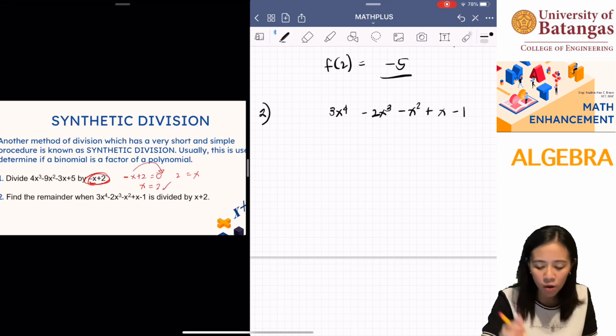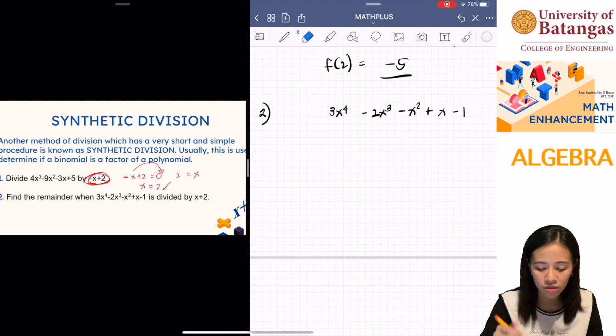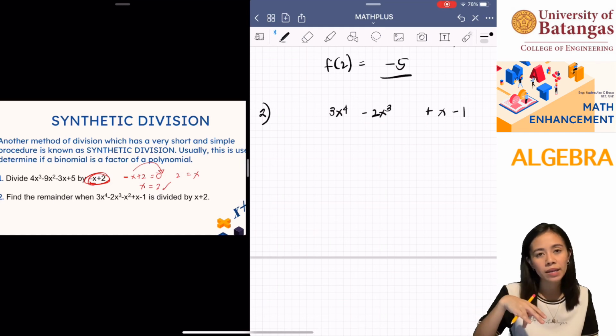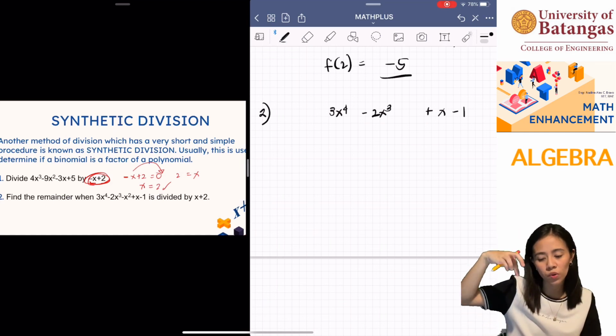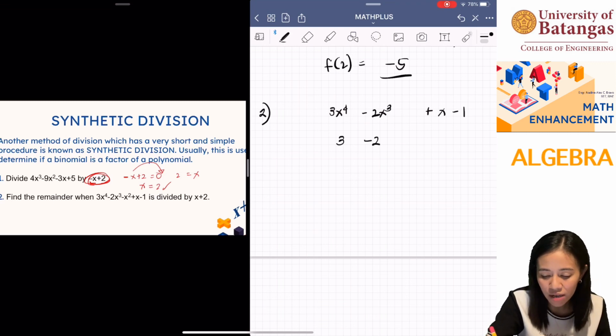So, ma'am, paano kapag ganito ang given? Paano kapag ang given ay 3x to the 4th minus 2x cubed plus x minus 1, paano mo isusulat yung numerical coefficients? So, ganun pa rin. Kailangan sunod-sunod, diba? 3x to the 4, 2x cubed. So, dapat 3, -2. Pero wala tayong x squared, diba?